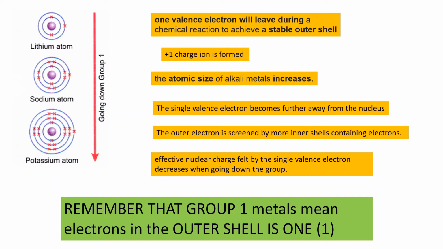The outer electron is screened by more inner shells containing electrons. Now, as you increase the number of electrons and you increase the number of protons, the inner shells become more attracted to the nucleus. But because the inner shells are attracted towards the nucleus, the lonely outer electron gets further away. So that's what it means when it says the outer electron is screened by more inner shells containing electrons. The effective nuclear charge felt by the single valence electron decreases when going down the group.